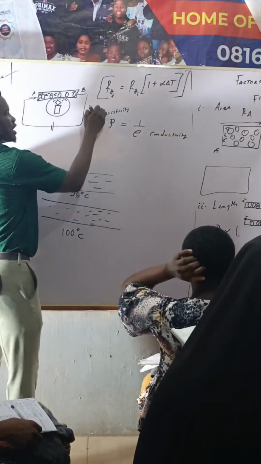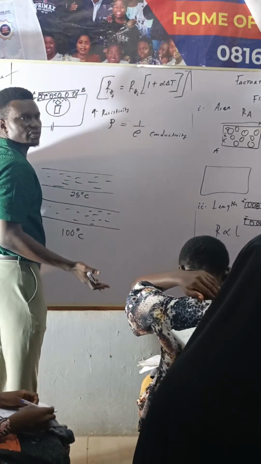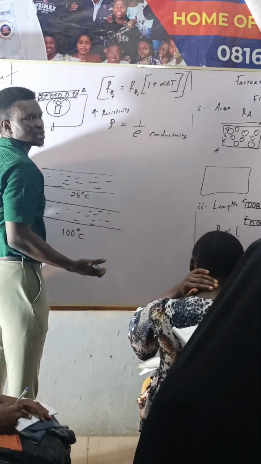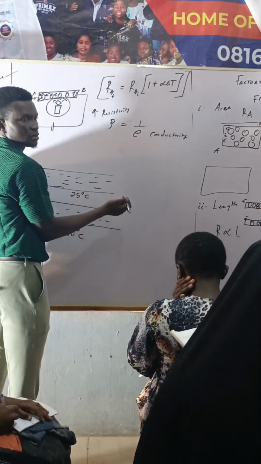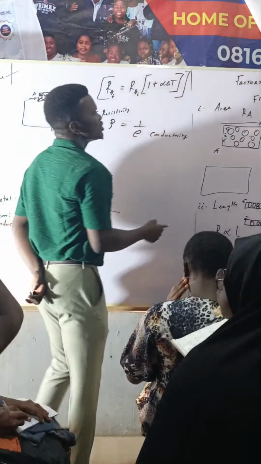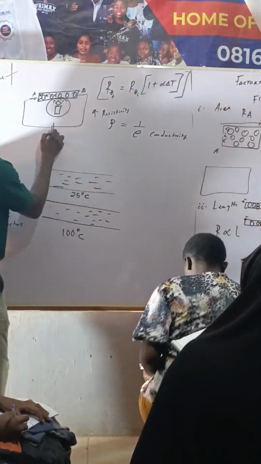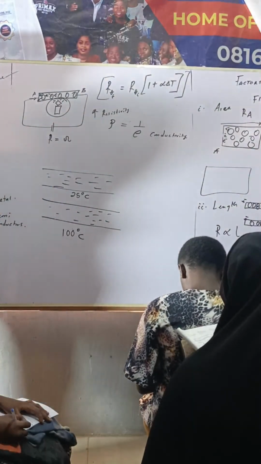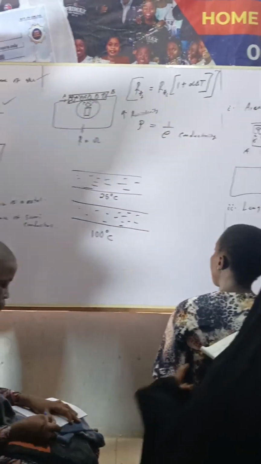Something that has high resistance, we have low conductivity, and something that has low resistance, we have high conductivity. So it's a direct thing. But you need to know the symbol, the unit. What's the unit of resistance? Resistance is ohms, and you know that from here, R is equal to rho L over A.